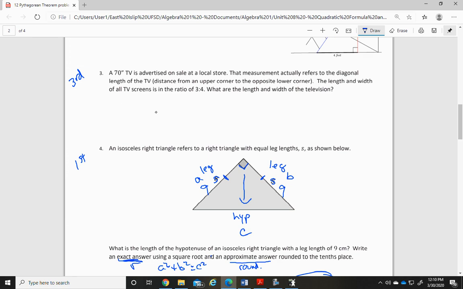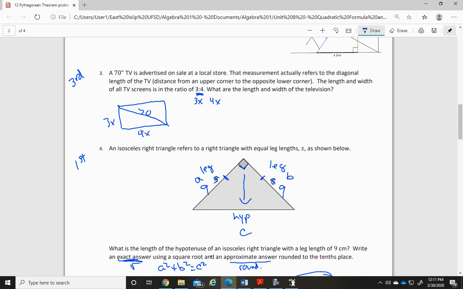I wanted to do number 3 because it's one of those ratio questions. So a 70-inch TV. When we measure TVs, we measure along the diagonal. So when I call it a 70-inch TV, the diagonal is 70 inches. And the length and the width are in a ratio of 3 to 4. We've done plenty of ratio questions while we're in school. We say that there's a common factor of x between them, so we're going to use a 3x and a 4x for the sides.